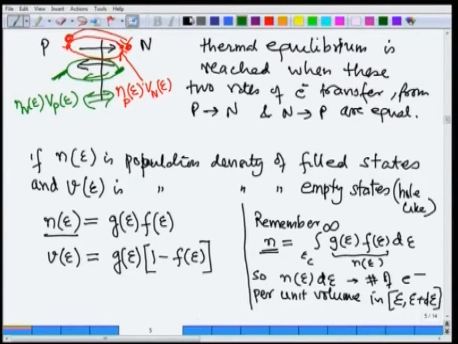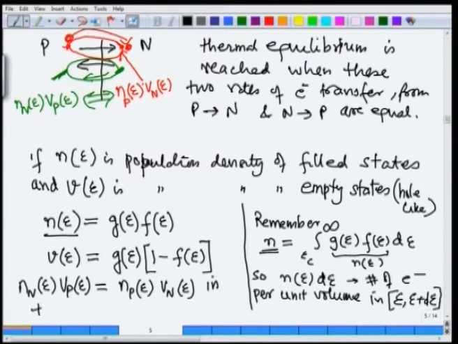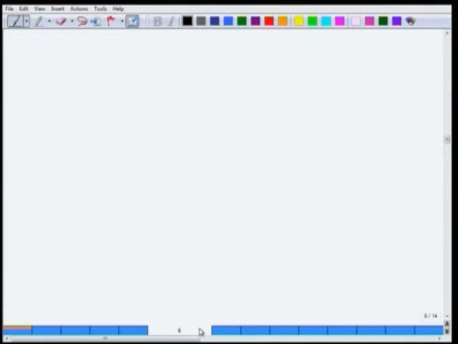So let us see what will happen in this case. Let me write this here a little bit more nicely: n of energy E on the p side times v on the n side should become equal to n on the n side times v on the p side when in thermal equilibrium. So let us do that again next page. Let us write this out, maybe I write it one more time, just for continuation's sake.